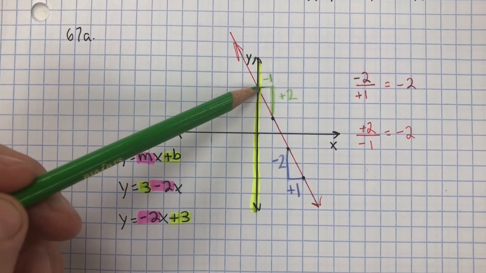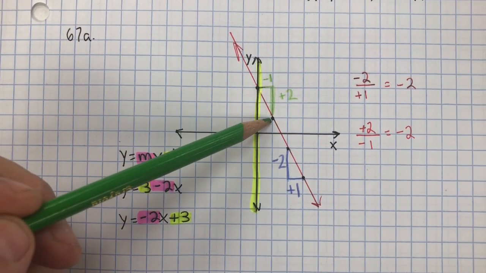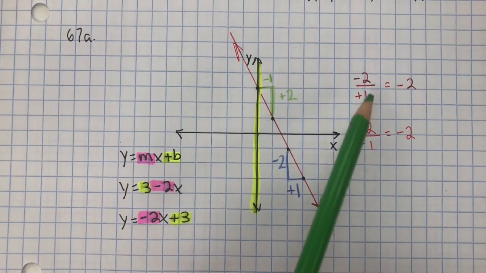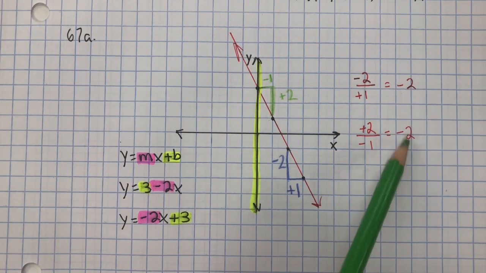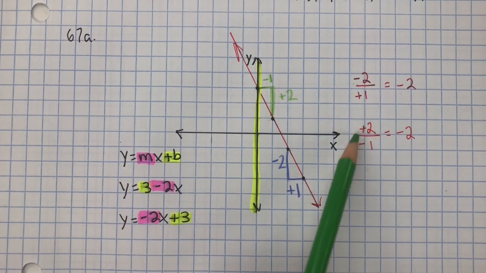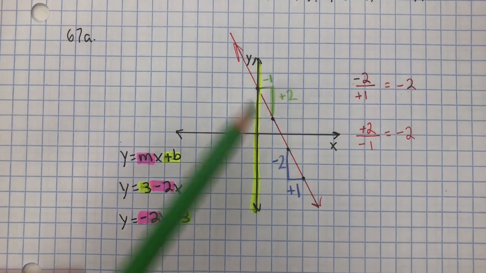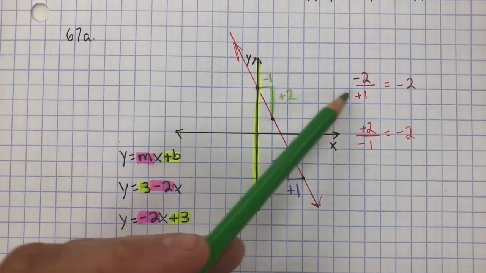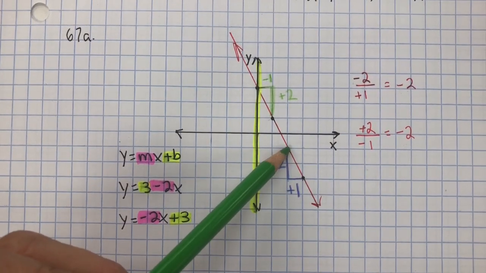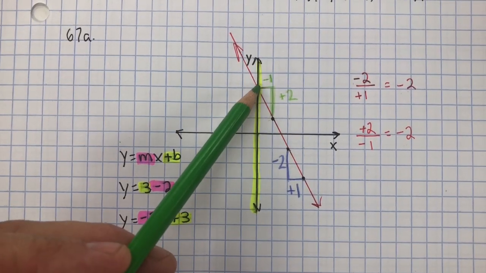So from our y-intercept, I can go negative 2, positive 1, or from here I can go positive 2, negative 1, because both would make negative 2. Negative 2 divided by positive 1 is negative 2. Positive 2 divided by negative 1 is negative 2. So I can continue that same growth rate, positive 2 on the y, negative 1 on the x, repeating.